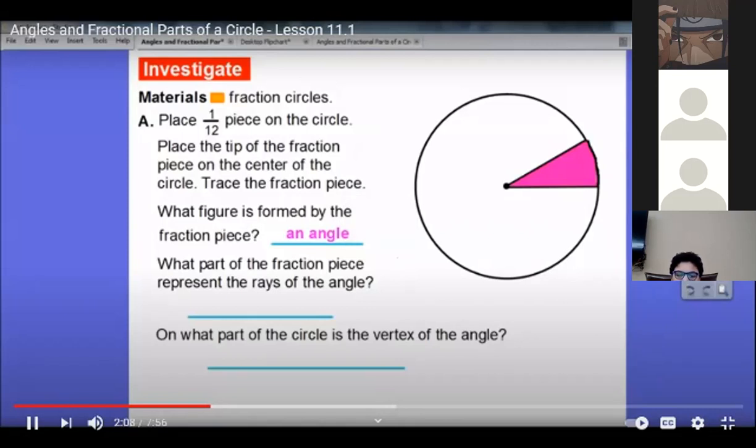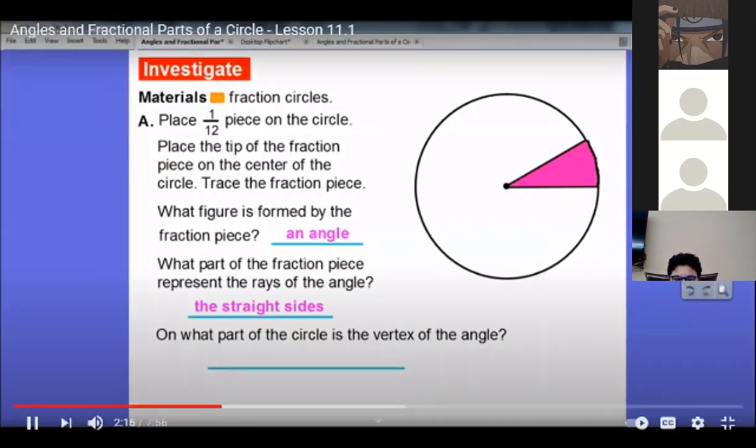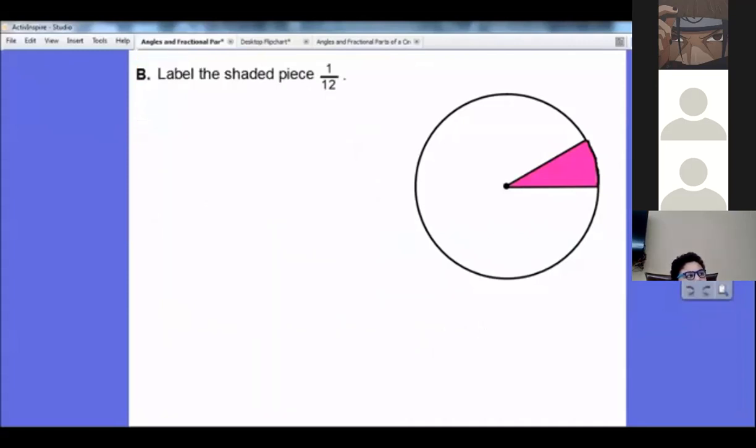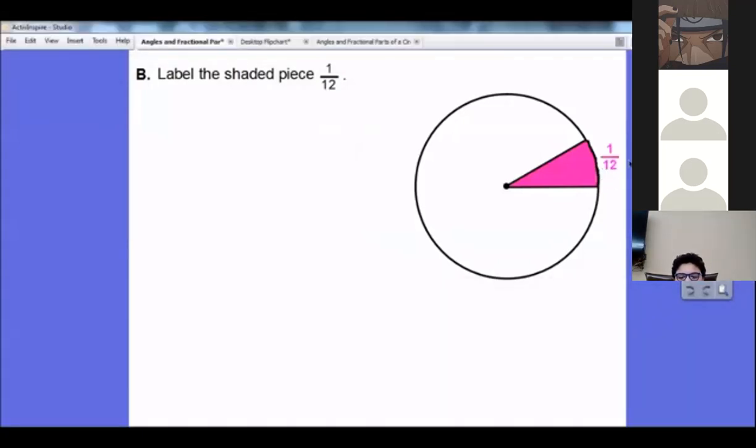Circle. So what part of the fraction represents the rays of the angle? Okay, so the straight sides are the sides of the angle right here. So this side represents the rays of the angle, and this side also represents the rays of the angle. Okay, so what part of the circle is the vertex of the angle? Well, the vertex is right here. What part of the circle is that? That's the center of the circle, okay? All right. So let's label that piece 1/12. See how I labeled it 1/12? There's 1/12 of the circle right there.